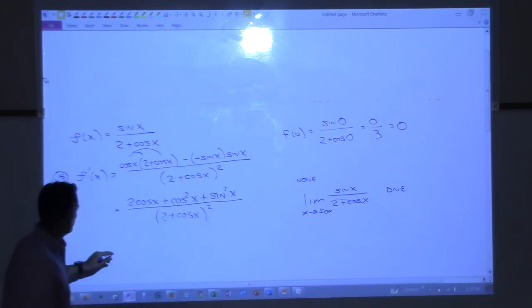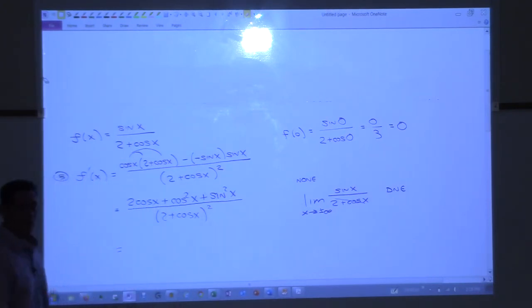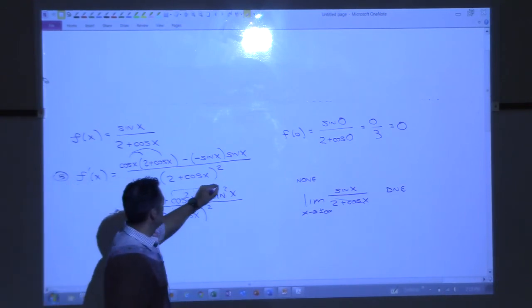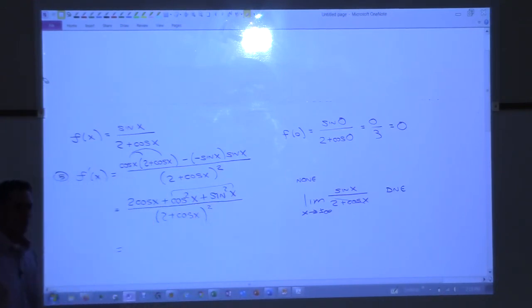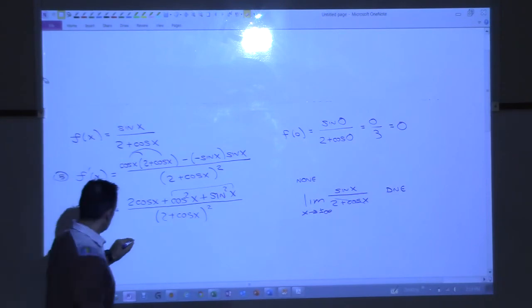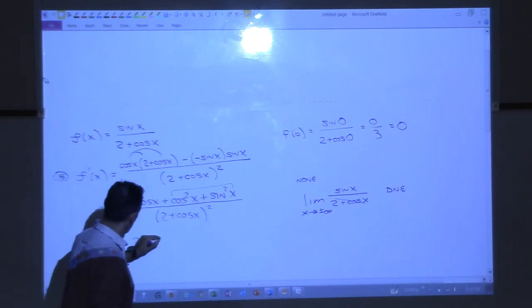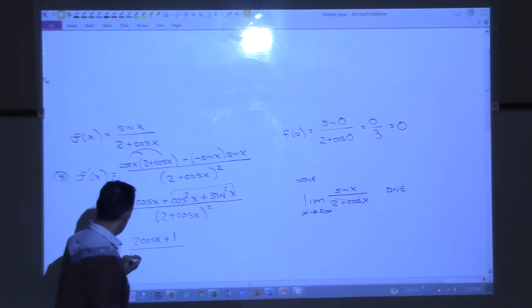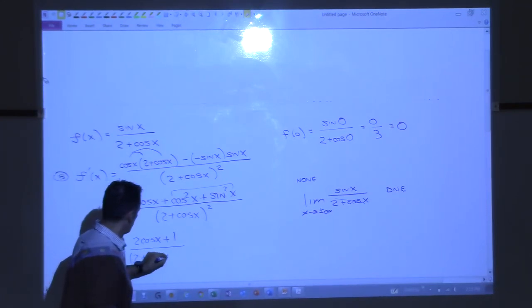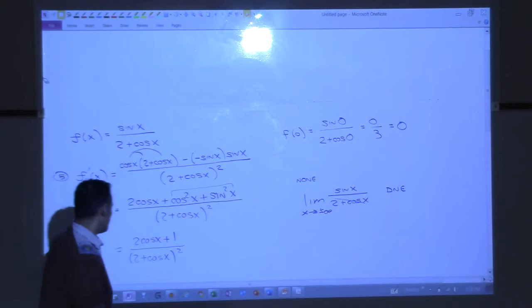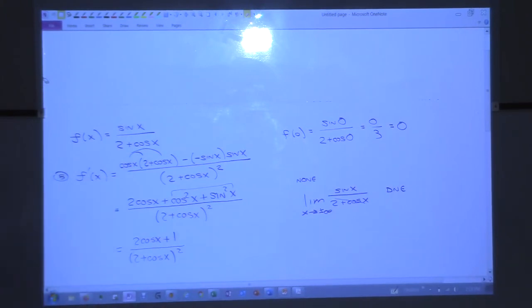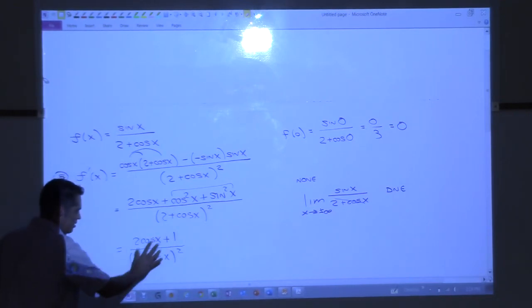Do y'all see it? And then just 2 cosine x plus 1? Yep. This is our Pythagorean identity, right? That's 1 all the time. So 2 cosine x plus 1 over (2 plus cosine x) squared. I think that's about as good as we're going to get it right there. We can't cancel anything here. Like nothing, please don't do that.